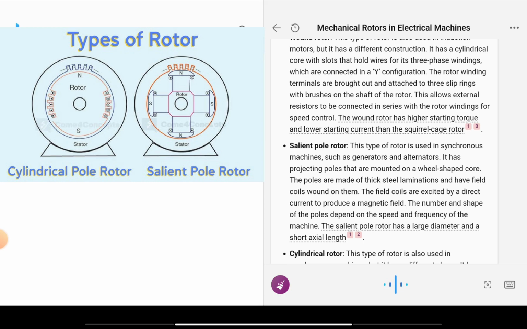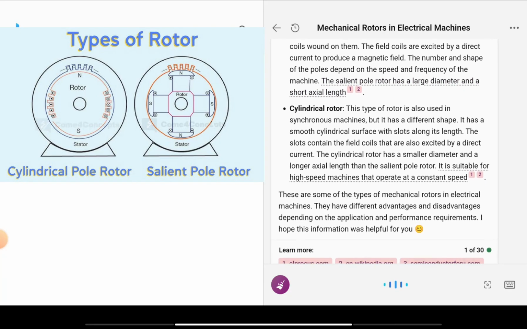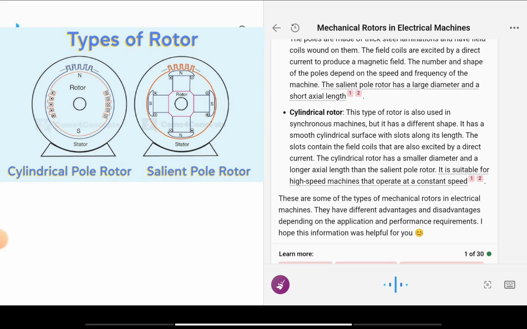Cylindrical rotor. This type of rotor is also used in synchronous machines, but it has a different shape. It has a smooth cylindrical surface with slots along its length. The slots contain the field coils that are also excited by a direct current. The cylindrical rotor has a smaller diameter and a longer axial length than the salient pole rotor. It is suitable for high-speed machines that operate at a constant speed.